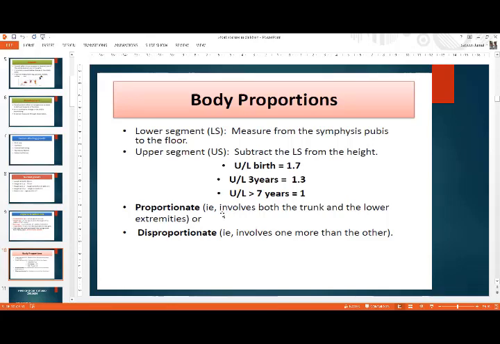You make the child stand against the wall straight, and you take the measurement from the pubic symphysis down to the floor. Whatever result you get, that is the lower segment of the body of this child. And the upper segment, in this case, you subtract the lower segment value from the total height of the child, and this will give you upper segment.